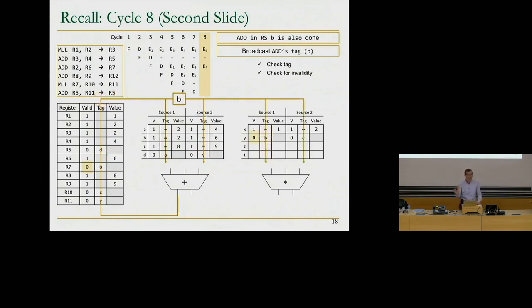So you need to have not just one comparator. We had a comparator for the multiplier's broadcast tag. You have another comparator for each location to capture the tag that's broadcast by the adder. So now you have 2 comparators per entry, right? That doesn't sound very good.